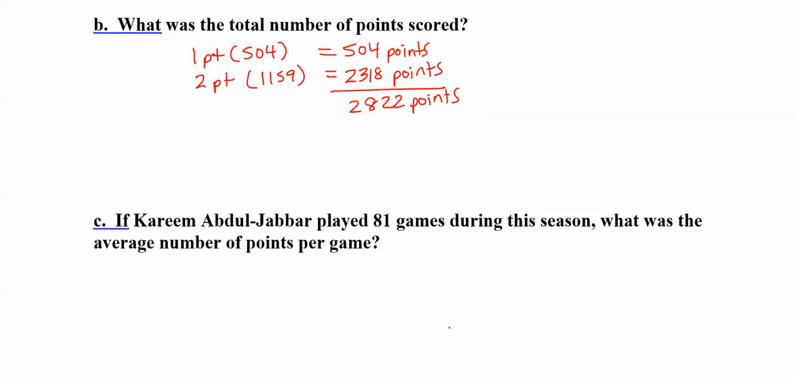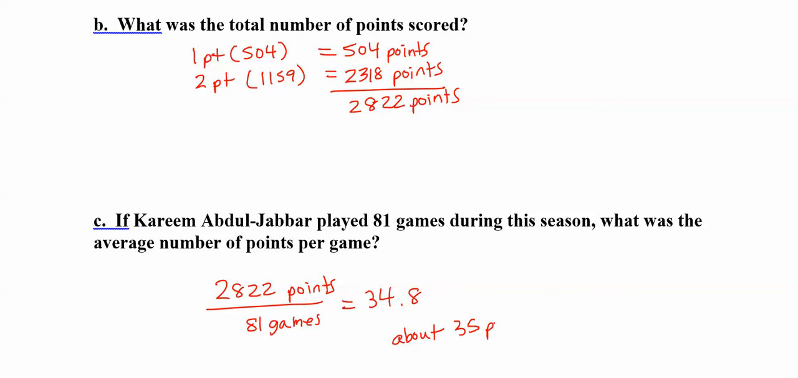So if Kareem Abdul-Jabbar played 81 games during the season, what was the average number of points per game? So just take your total points and divide by the number of games to get your average. So 34.8. So about 35 points per game.